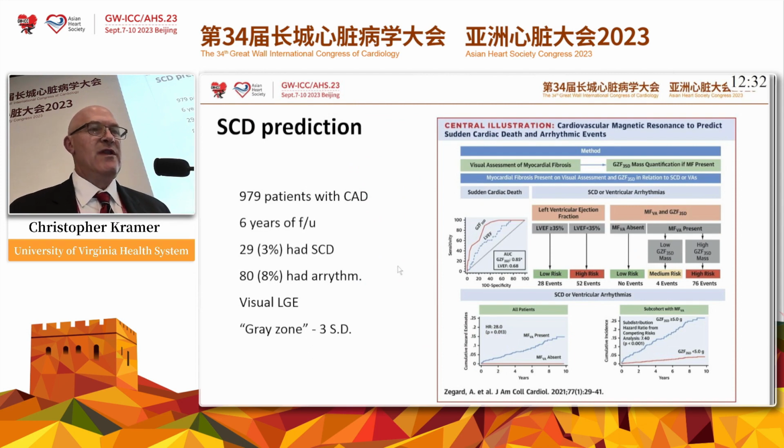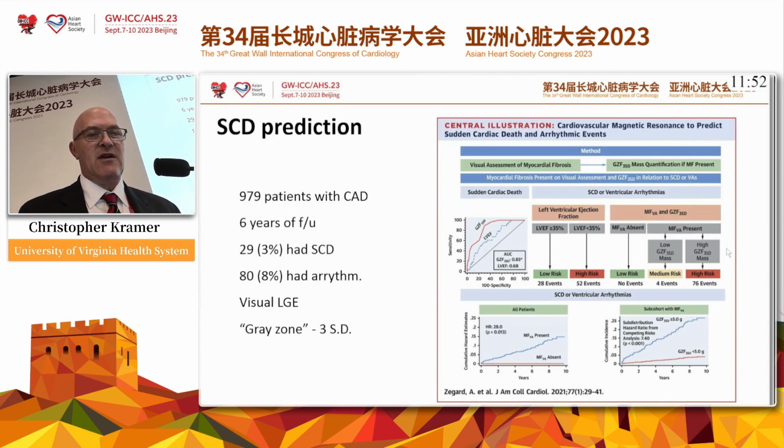However, it's becoming clear that the late gadolinium enhancement is quite important in predicting ventricular arrhythmias and sudden cardiac death. This is a paper in JACC a couple of years ago, nearly 1,000 patients with coronary disease, 6 years of follow-up. 3% over that 6 years had sudden cardiac death. Another 8% had ventricular arrhythmias. These investigators assessed two predictors of these arrhythmias. One was the visual extent of late gadolinium enhancement, and the second was a gray zone, this intermediate level of enhancement at the edges of myocardial infarction.